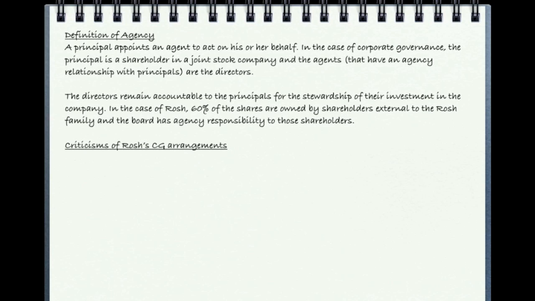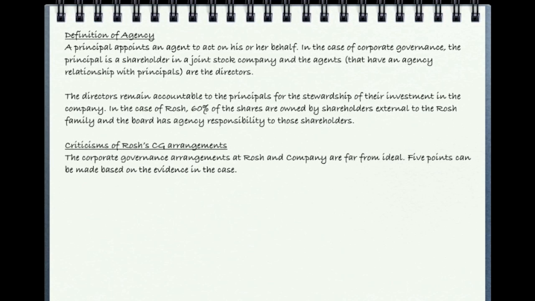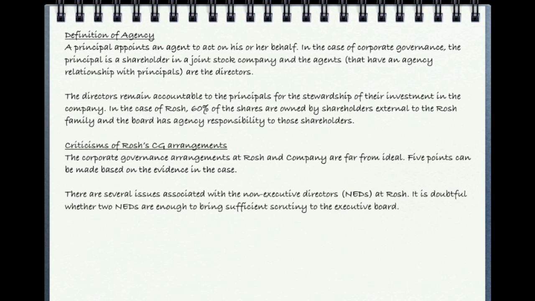So this will give you an idea of the sorts of requirements that the corporate governance codes will have. There's 5 main areas we can make a point on here. First of all, several issues with the non-executive directors. It's doubtful whether 2 non-executive directors are enough to bring sufficient scrutiny to the executive board. Executive directors are those who act within the organisation on a day-to-day basis. They work in the organisation. Non-executive directors are independent people who are brought in to sit on the board and give independent advice.